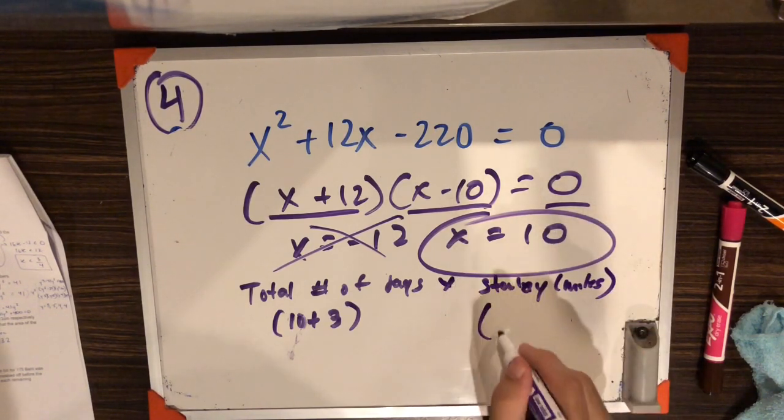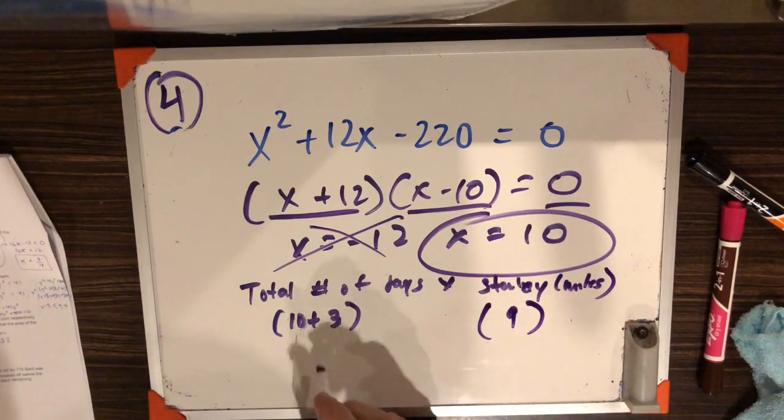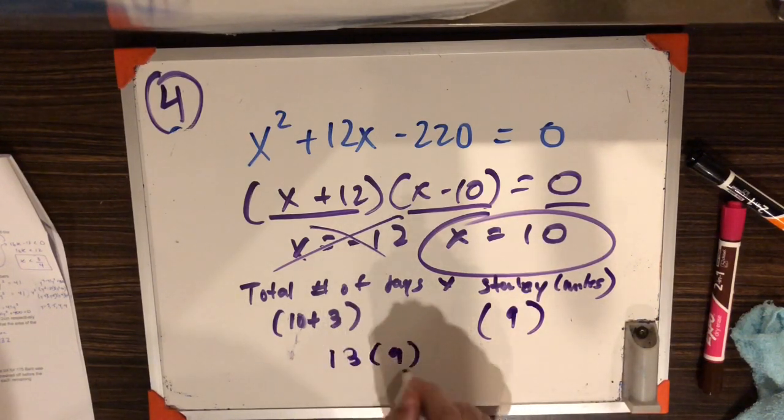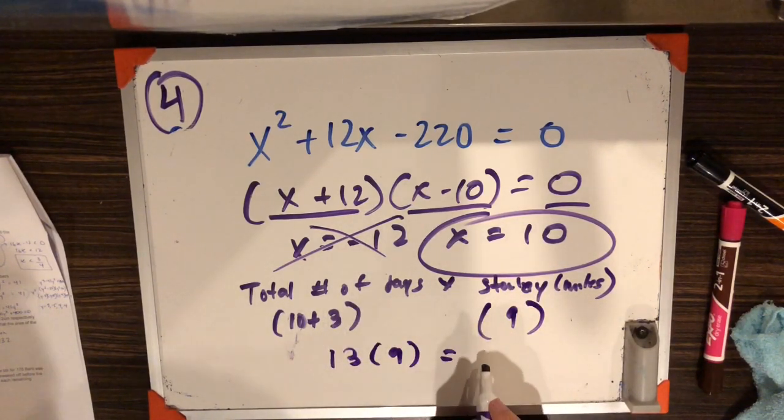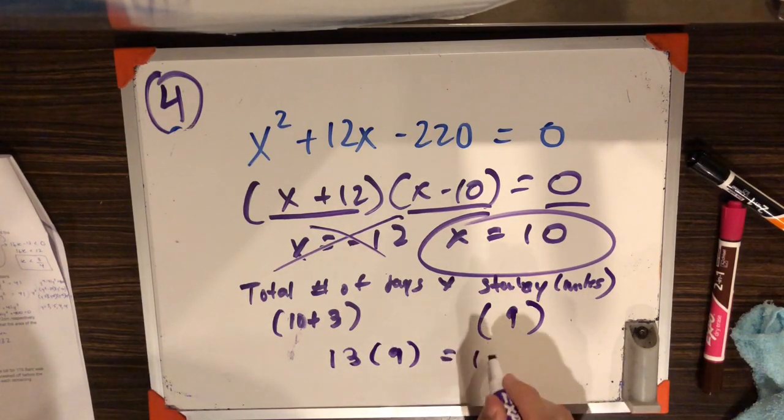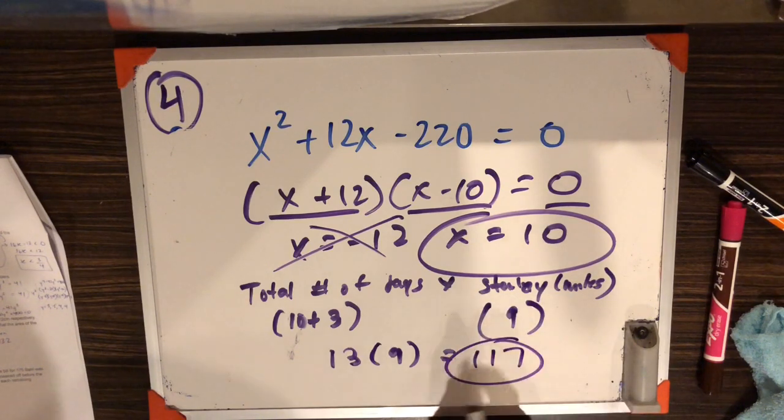Okay, that would be 9. So I have 13 times 9. It should equal the total number of miles that he rode. Okay, so it should be 117. So 117 represents Stanley's number of miles that he rode in total. Okay.